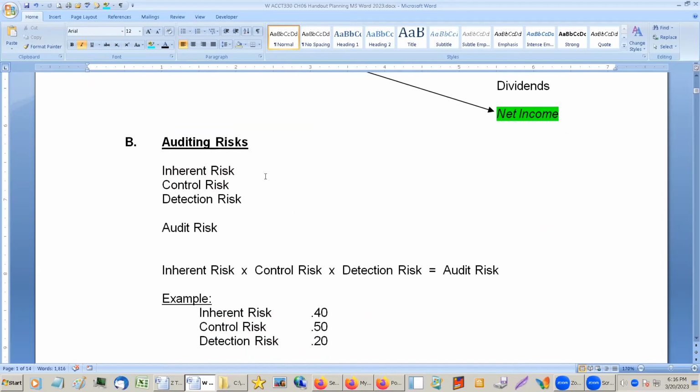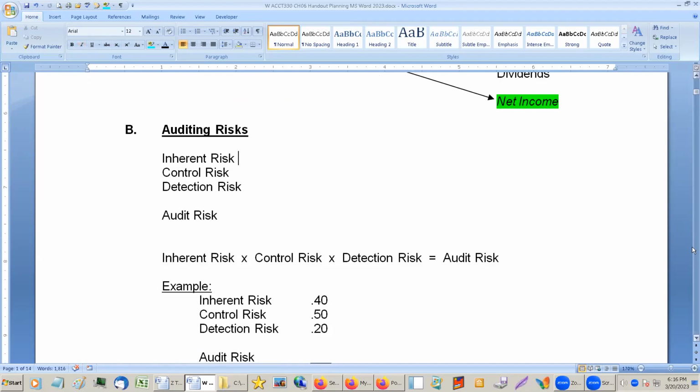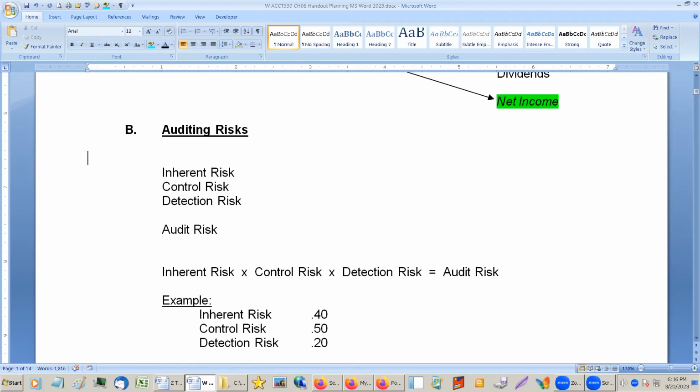Audit risks. I can't remember if we talked about this already. Maybe we did. Auditing risks. There are 3 risks that go into audit risk.